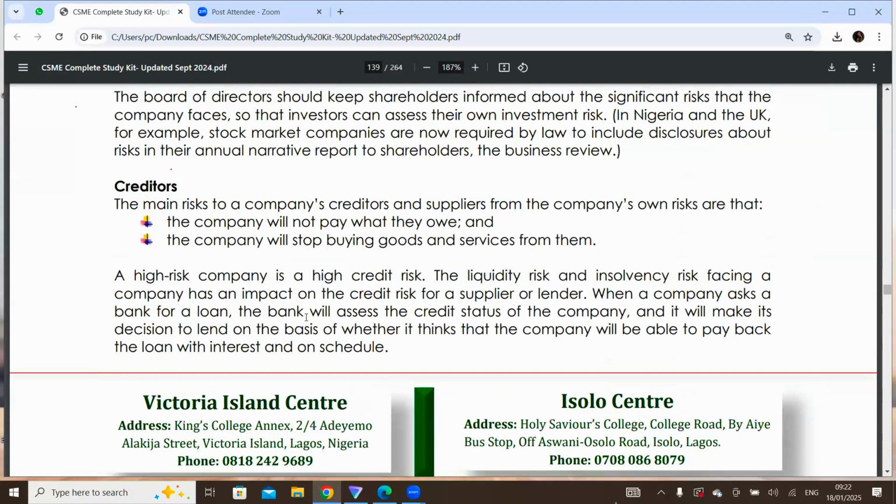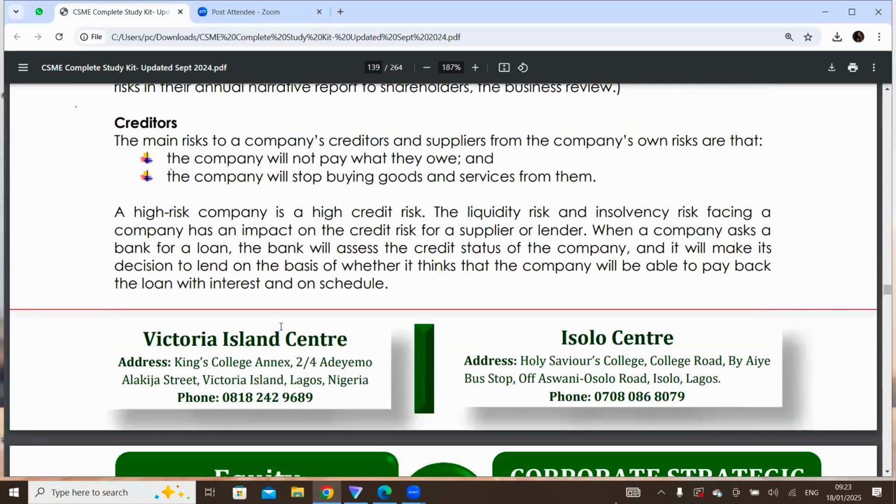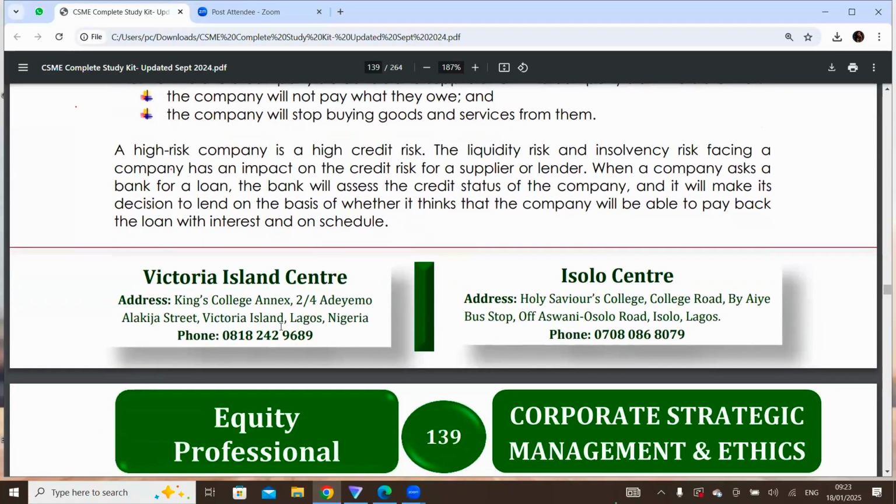The main risk that a creditor faces is that the company will not be able to pay what they owe, and if the company should close down, they will not buy from them. Imagine some businesses that have three major clients; it can be a very big deal to that company. So that is basically the risk creditors face. They will not receive what they are being owed, and the company will stop buying from them.